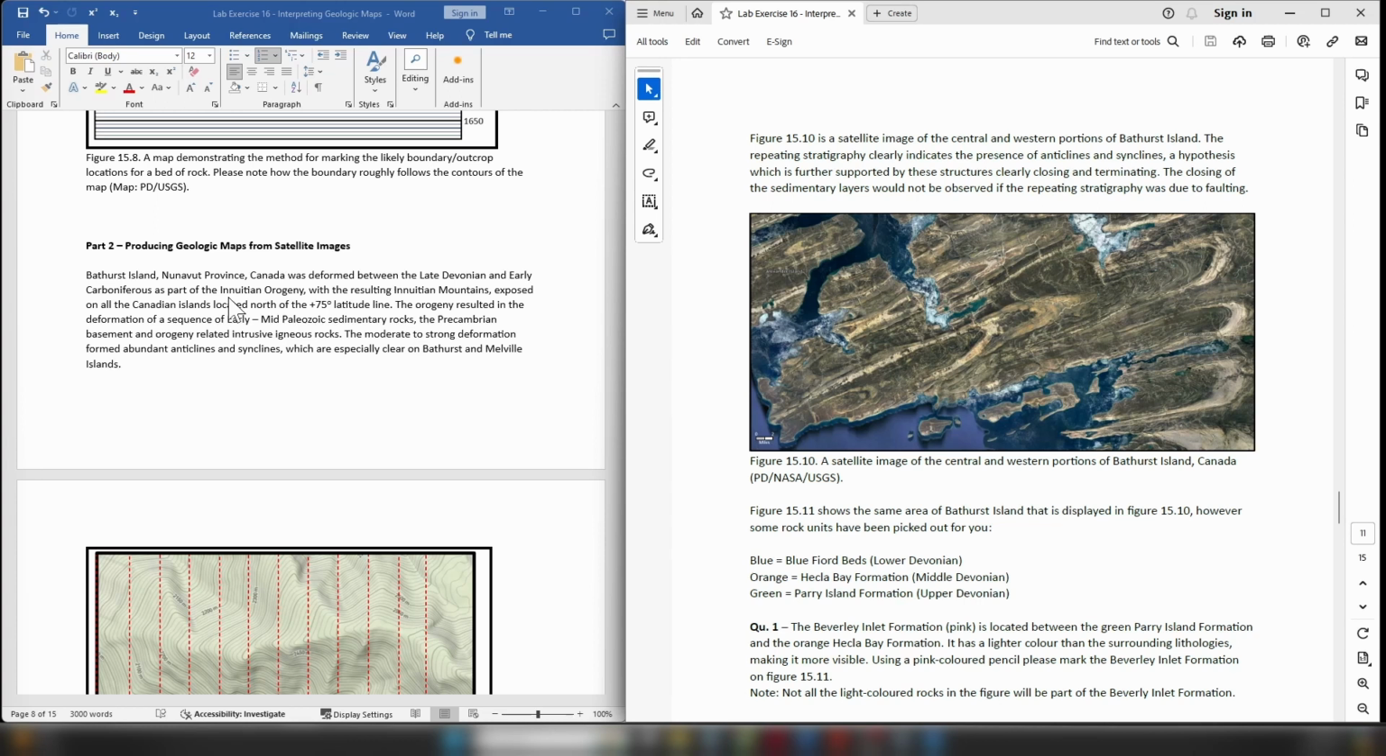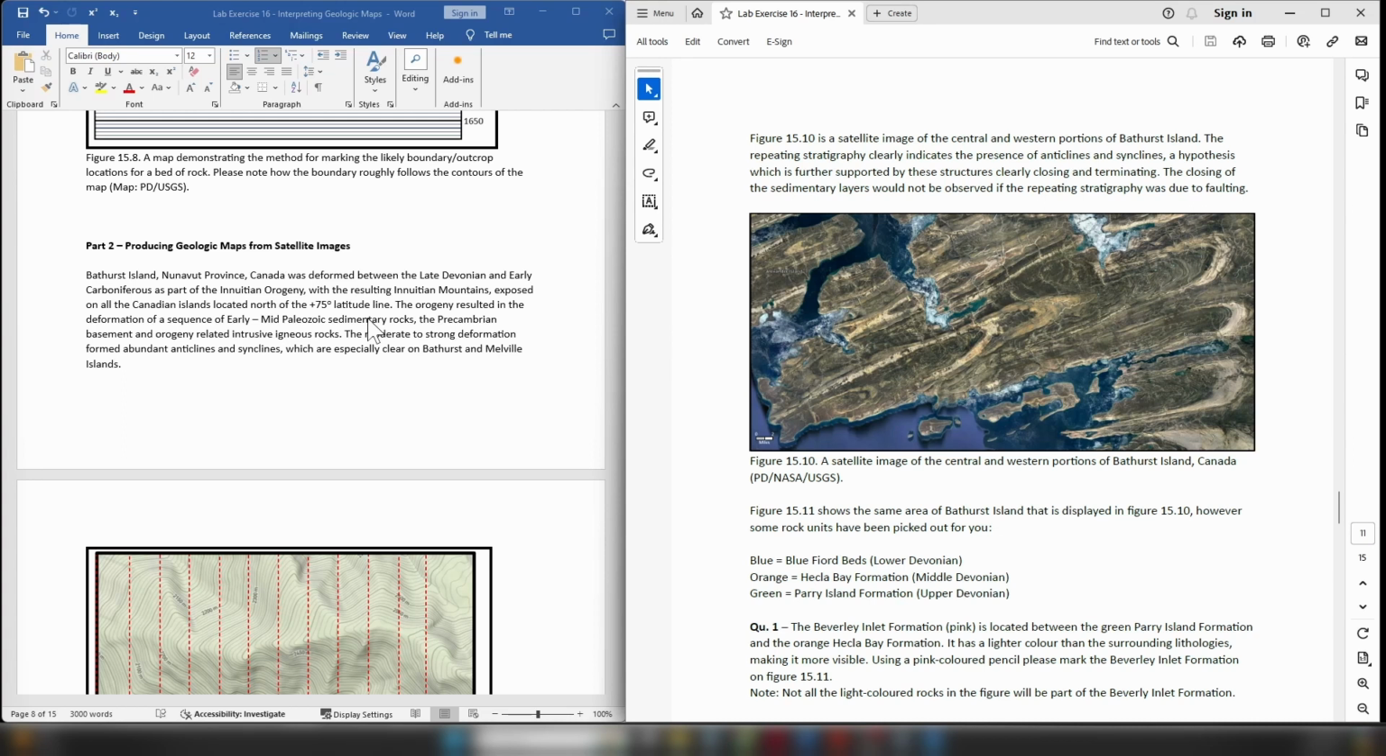So this is an area where satellite analysis is extremely helpful for geologists. So this particular area was deformed during the Inuitian orogeny. And this produced the Inuitian mountains, and the deformation produced as part of that mountain building event is observed in rocks on these islands above 75 degrees latitude. So once you're above that latitude line, you're going to see the rocks on those islands showing signs of deformation related to the Inuitian orogeny.